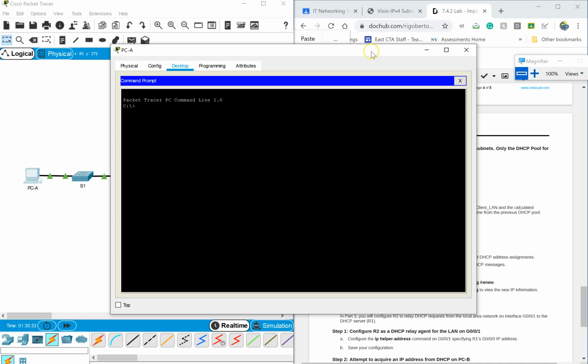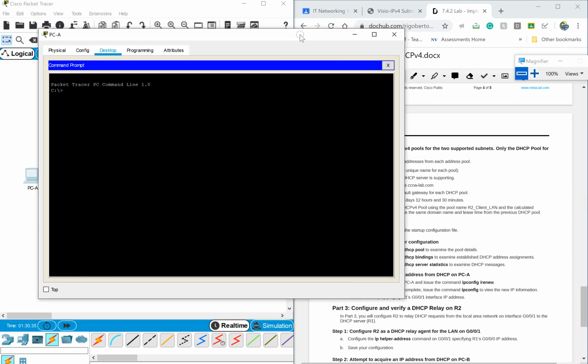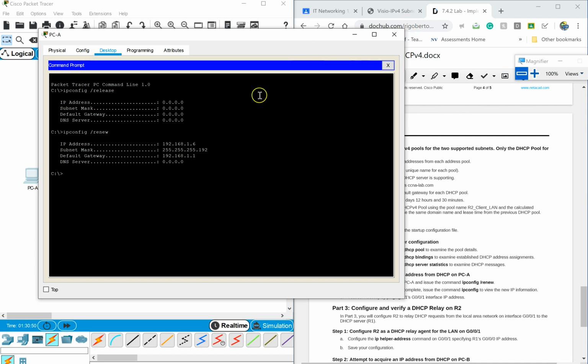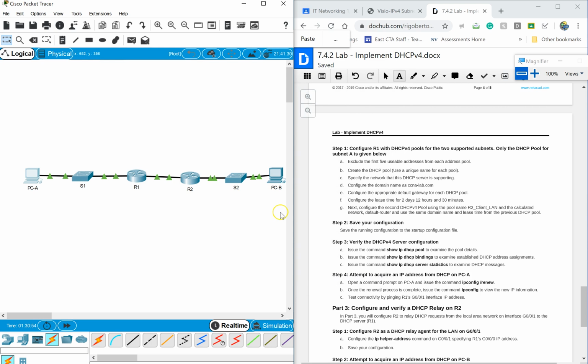Command prompt. Once you do that, you can do ipconfig /release. I have released my IP address from DHCP, and then I can do the same command, but not release, it's renew. I give it some time, and I have renewed my DHCP address. So this device has a DHCP address.